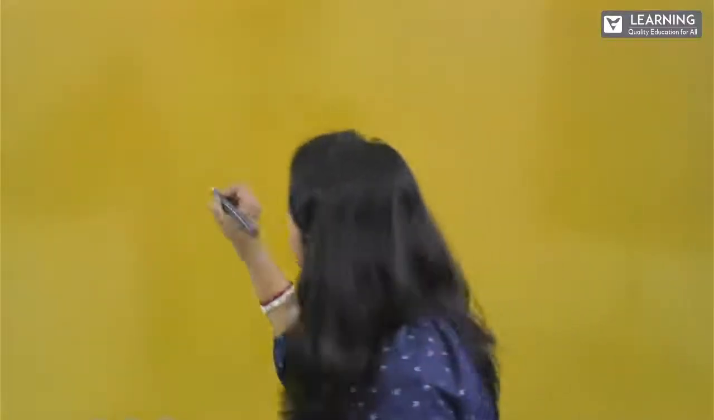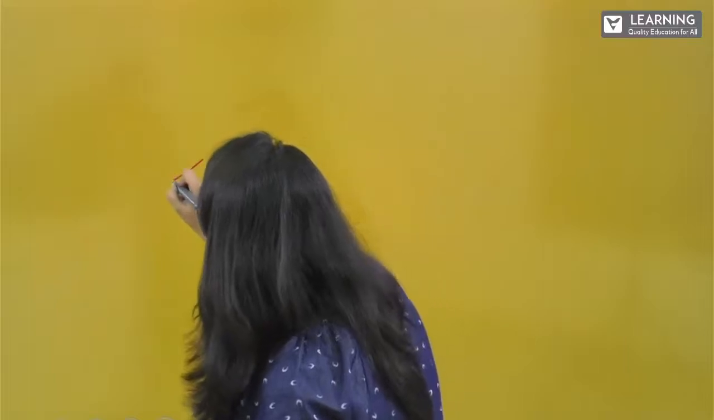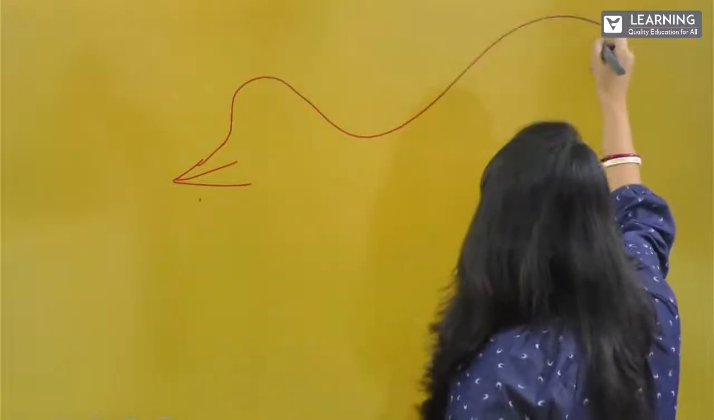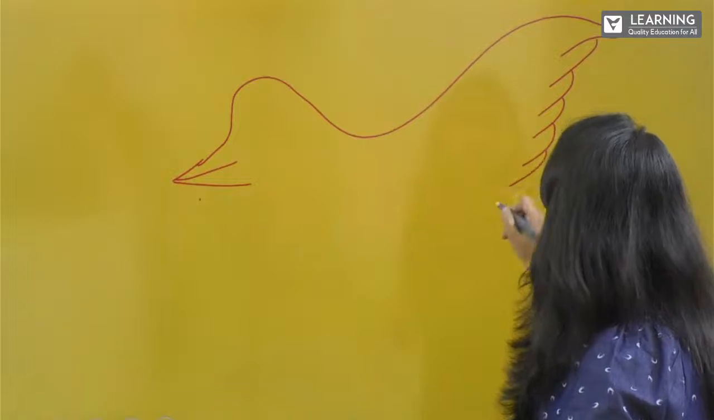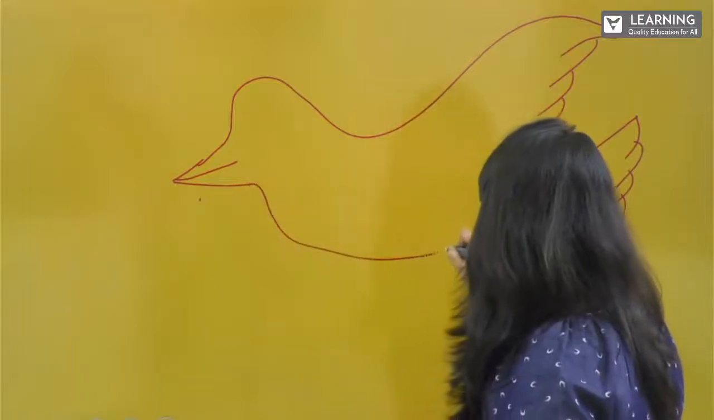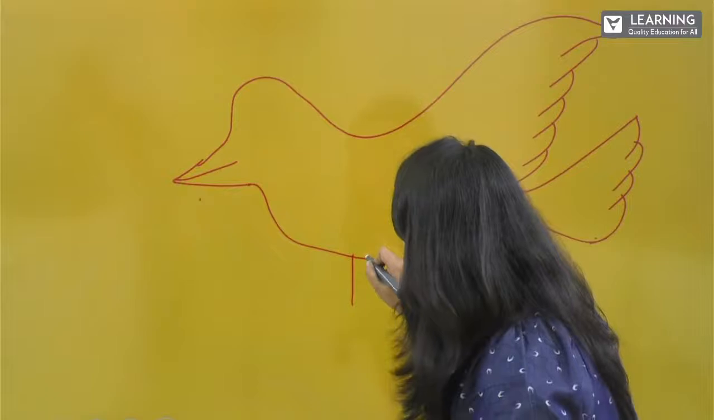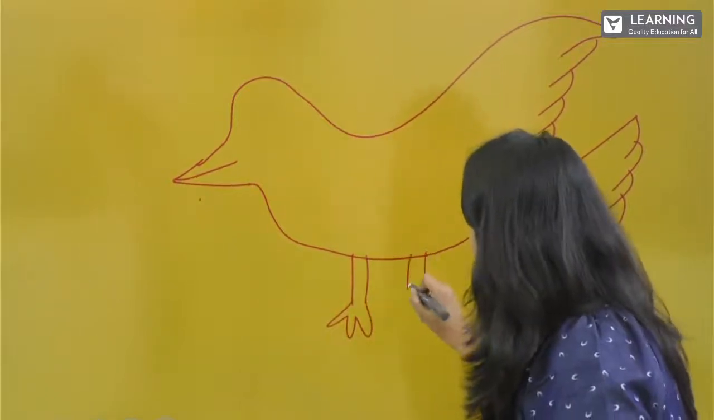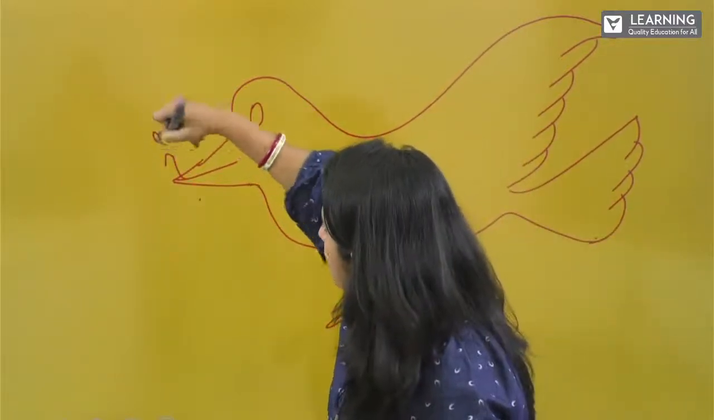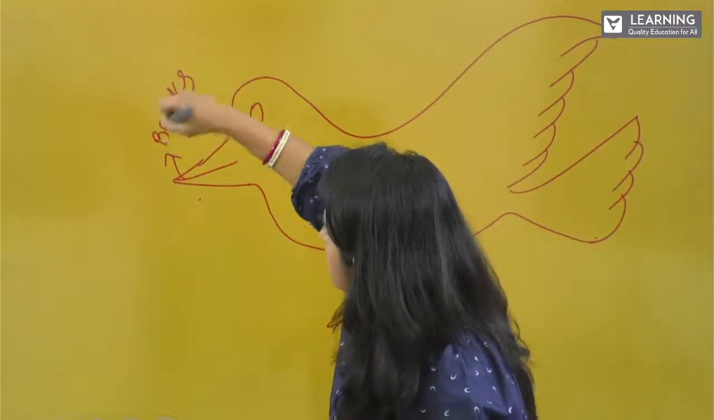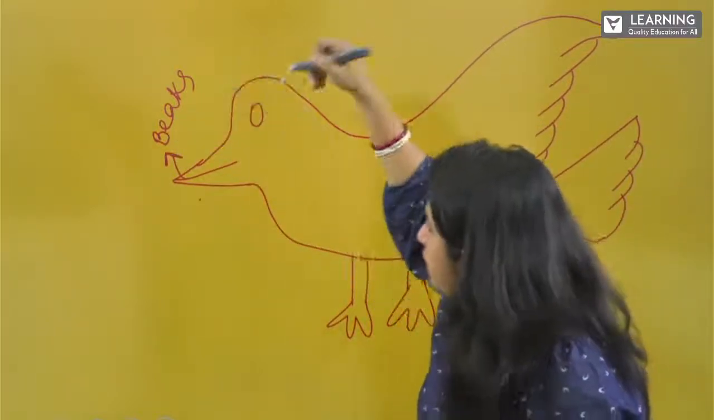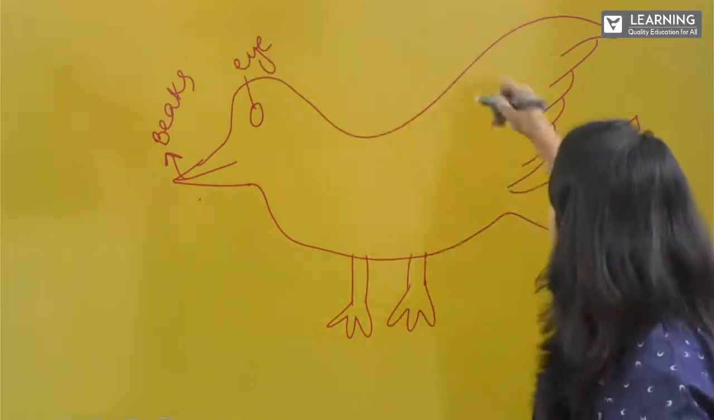Now, let me draw the picture of a bird. This is the beak. This is the feather. This is the tail. And here it ends. This is the hind limb. This is the eye. They have got beaks. In case of birds, their jaws are modified into beaks.